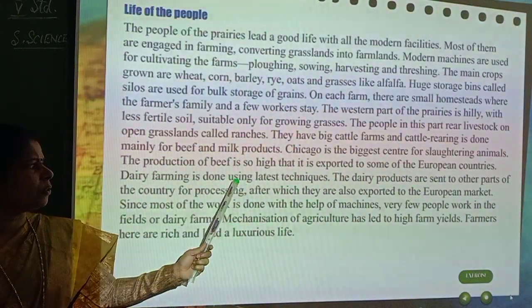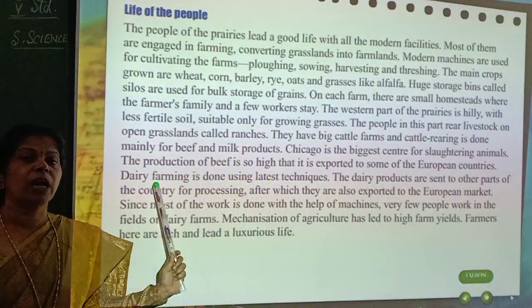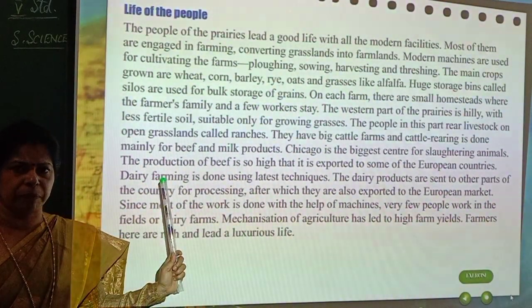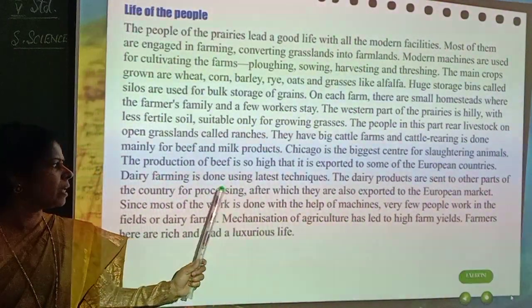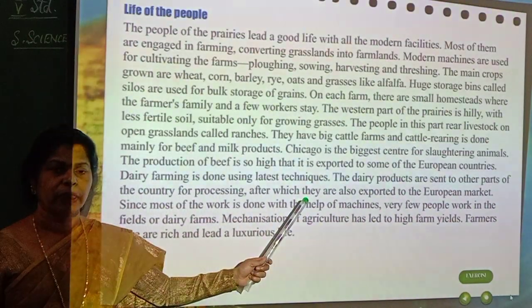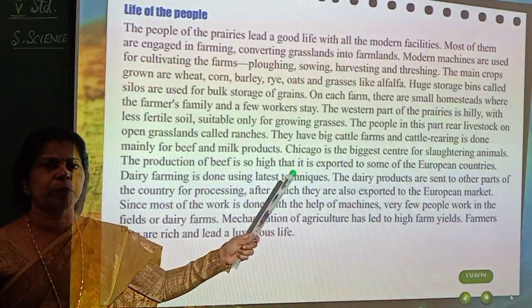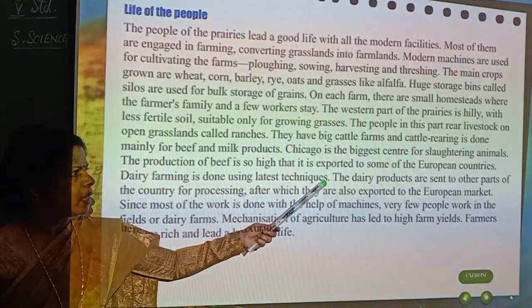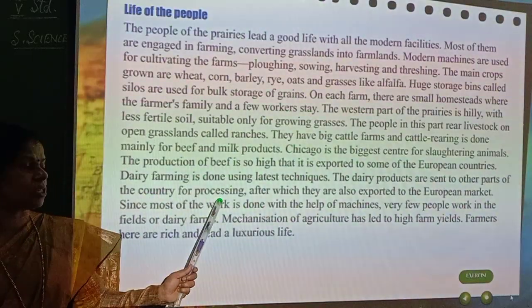Dairy farming is done using latest techniques. Dairy farming, what is that? Rearing of cows and getting milk from them. And then that milk is utilized for so many other purposes. All this is done using the latest techniques, new technology. Using new technology, they make so many milk products. The dairy products are sent to other parts of the country for processing.